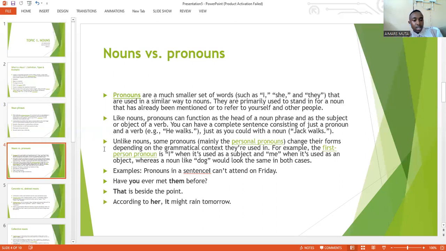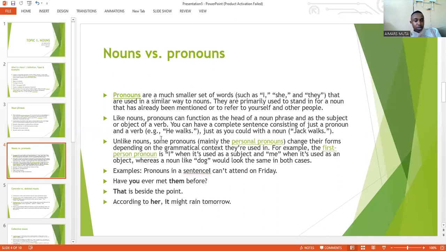Unlike nouns, some pronouns, mainly the personal pronouns, change their forms depending on the grammatical context they are used in. For example, the first person pronoun is I when it's used as a subject and me when it's used as an object. A noun like dog looks the same in both cases.